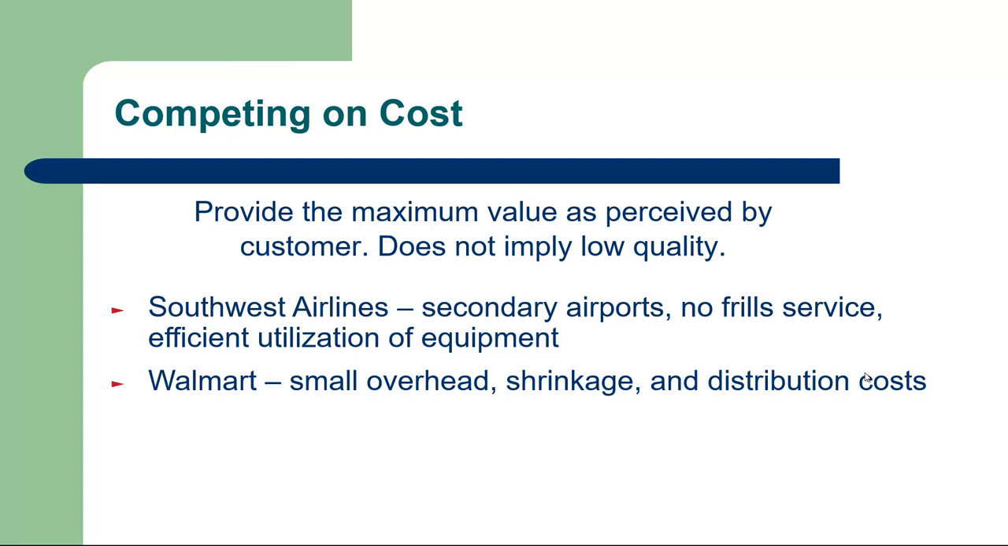They eliminated non-essential features of the service in the airplane, and there is an efficient utilization of the equipment. For Walmart, for example, we have small overhead, shrinkage, and distribution cost that will reduce the overall cost of Walmart, which may make the price for the customer lower.